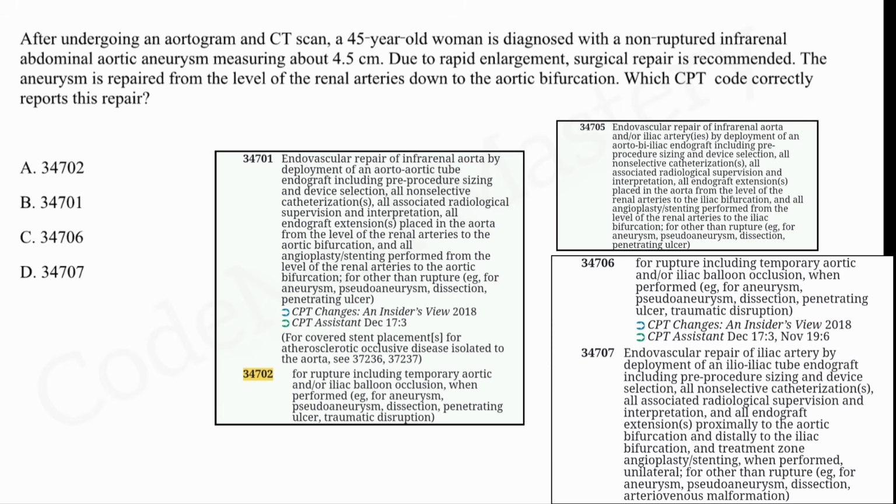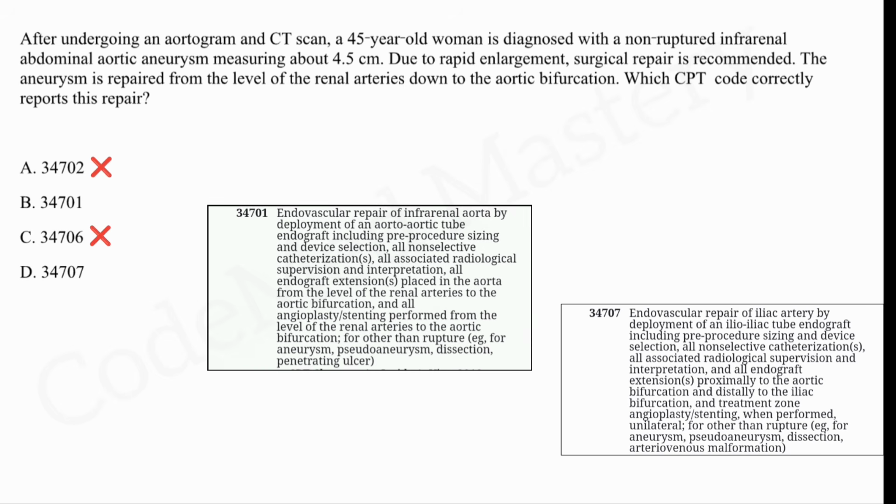They have given non-ruptured infrarenal abdominal aortic aneurysm. So we have to code for non-ruptured. The codes 34702 and 34706 are for rupture, so we cannot code it. Directly eliminate 34702 and 34706. Now we are left with 34701 and 34707, that is option B and D.